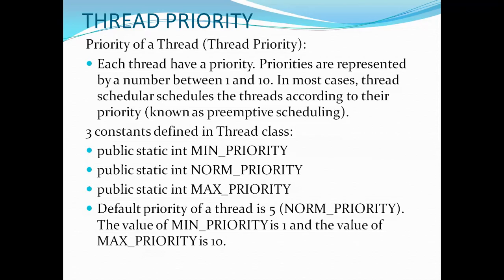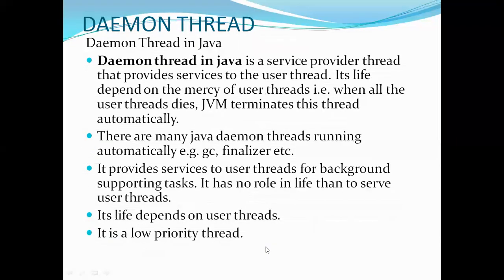In thread priority, three constants are defined in the Thread class, that is public static int MIN_PRIORITY, public static int NORM_PRIORITY, and public static int MAX_PRIORITY. The default priority of a thread is 5, the minimum priority value is 1, and the value of max priority is 10.